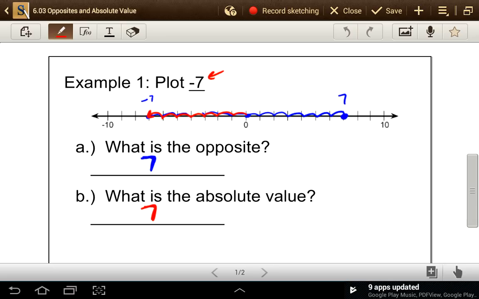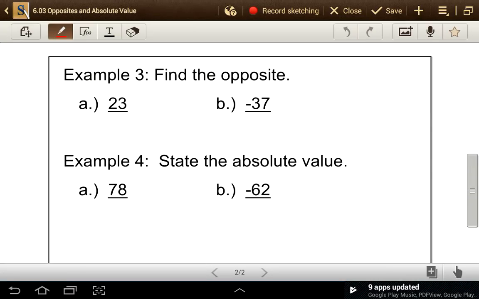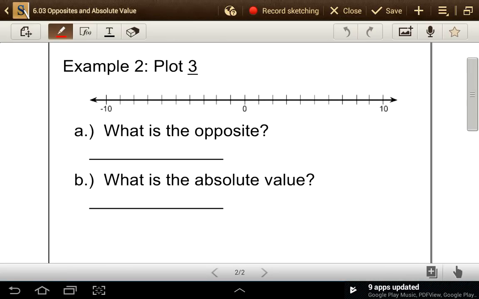In our next example, we have the same thing. We're going to plot 3 this time. So I put my point here, and I put the 3 above it. Now I want to find the opposite of 3. So I want to go the same number of units away from 0, but in the other direction. It's 1, 2, 3 to the right, so for my opposite, I'm going to go 1, 2, 3 to the left. That's going to take me to -3. So the opposite is -3.